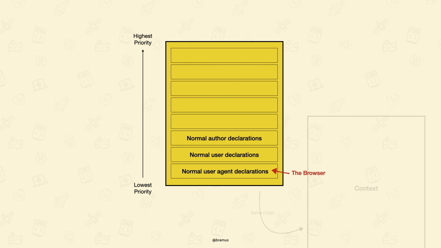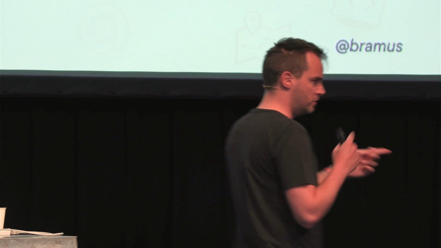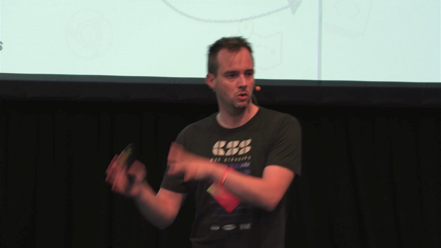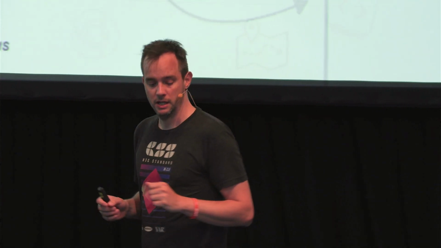Normal user agent declarations, those are the styles that come with the browser. The background is white, the text is black, base font size 16 pixels, Times New Roman, links are blue, and if you visit them, they're purple. Well, that all goes into the user agent style sheet, and it's a separate origin. Do note, there are differences between browsers. So the user agent style sheet of Chrome, for example, is not the same as the one in Safari or the one in Firefox. So there are little differences in there.